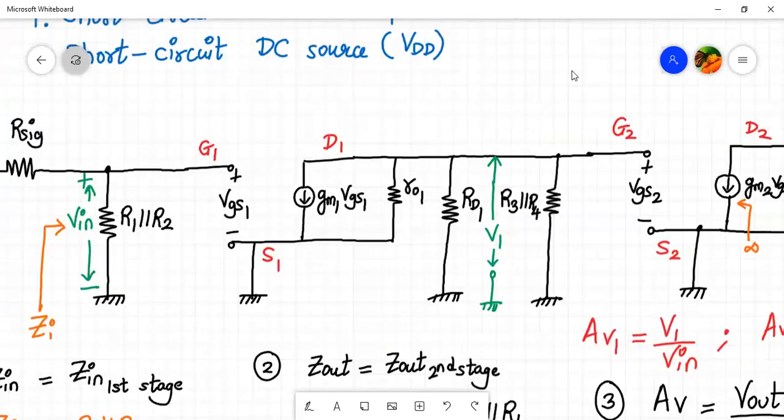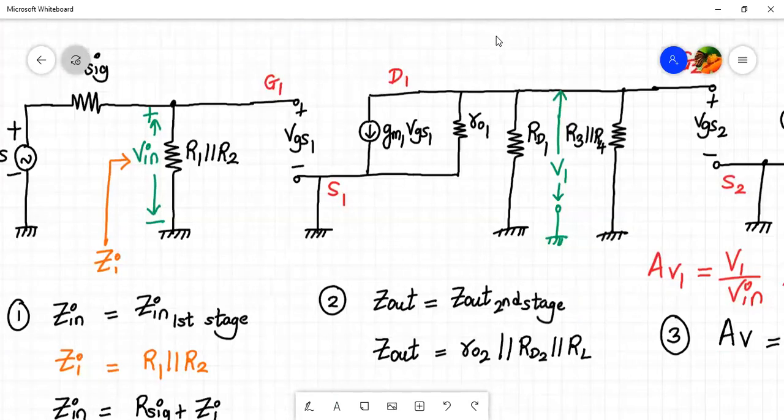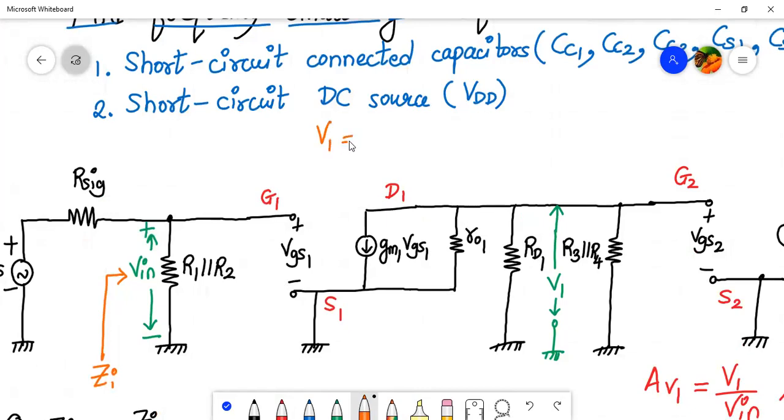So for AV1, we have to go over here, right? Now over here, let me use another color. Let me use orange color over here, right? Now tell me what will be V1. So V1 will be equal to these four resistances, RO2 parallel to RD1 parallel to R3 parallel to R4, into the current.